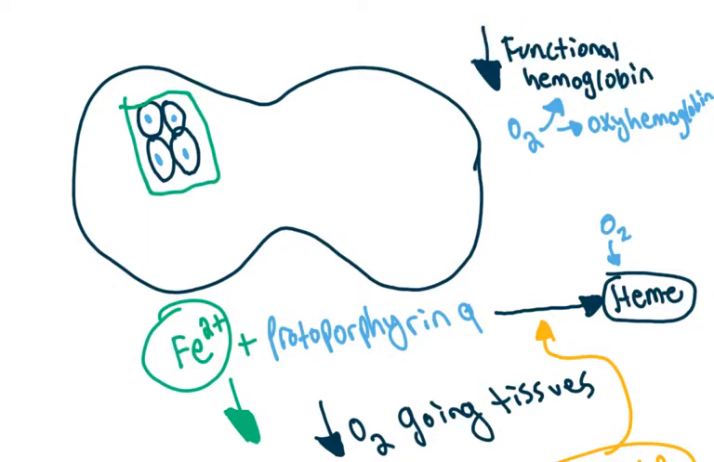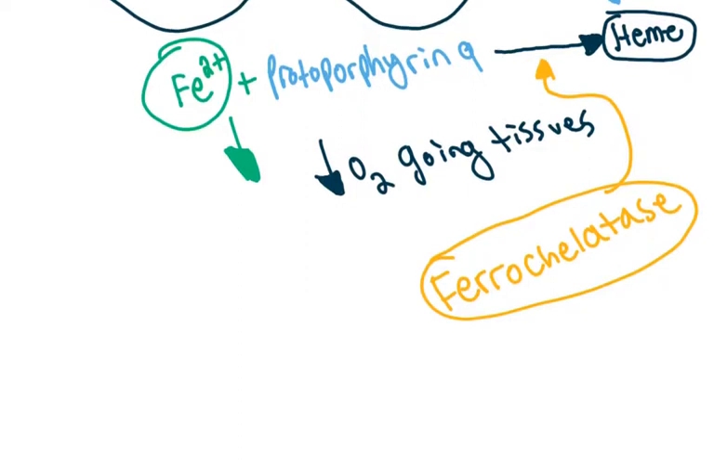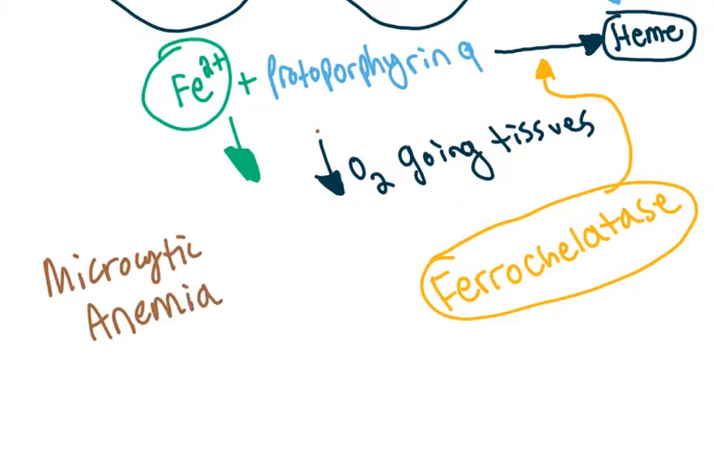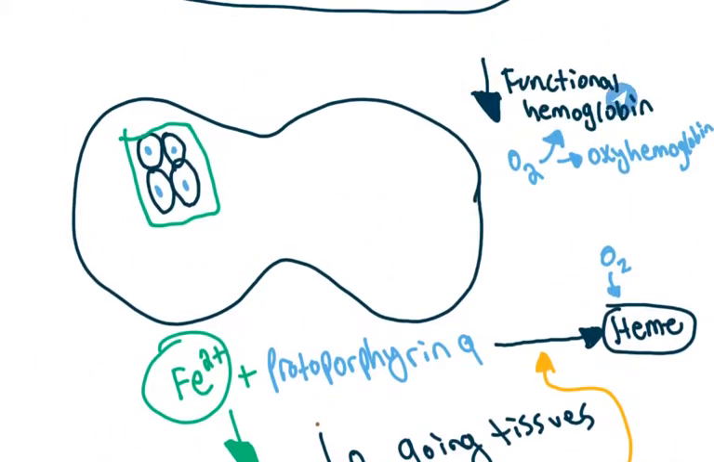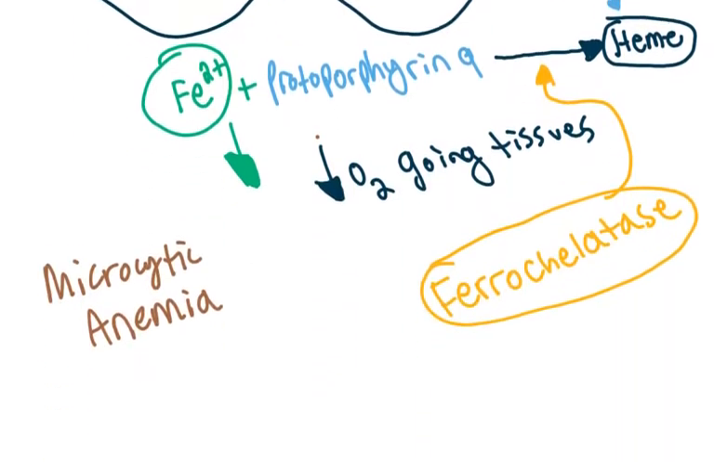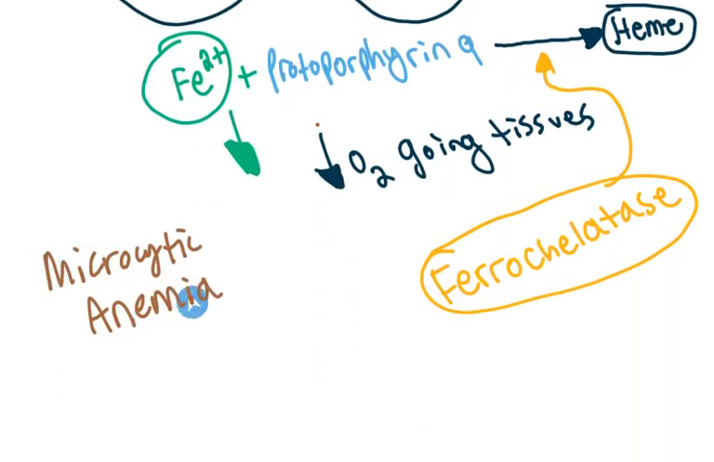Because we don't have enough functional hemoglobin, guys, iron deficiency anemia is also going to be classified as microcytic anemia. And it's microcytic anemia because our red blood cells, because of the decreased amount of functional hemoglobin, are not as big as they were normally anymore. They're actually smaller than their normal size. That's why it's called microcytic anemia.